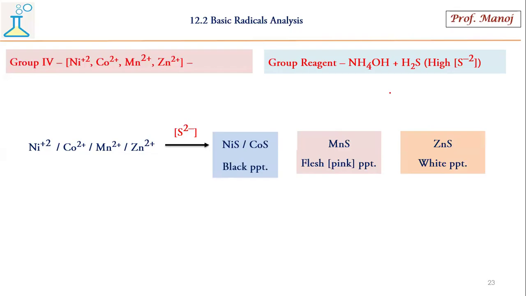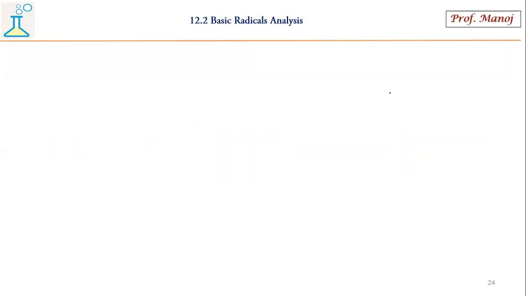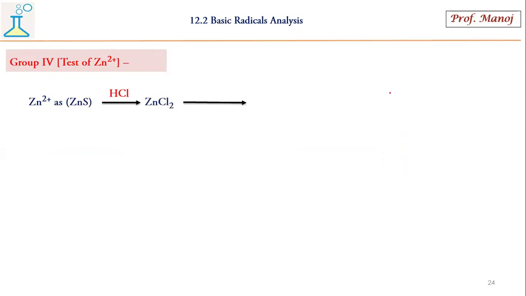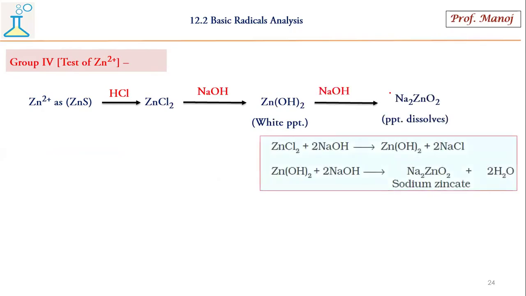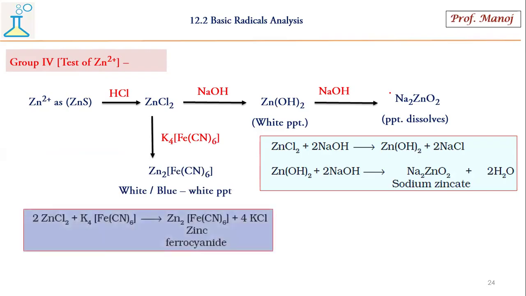Let us do individual tests of them: zinc, manganese, nickel, and cobalt. So let us start with the simplest one, zinc. Zinc is treated with HCl. It gives zinc chloride. Further with NaOH, white PPT, and further with excess of NaOH, precipitate dissolves. And if this zinc chloride is treated with potassium ferrocyanide, you get a little different color, white or sometimes bluish white PPT. Go through the whole set. 2 reaction sets are there.